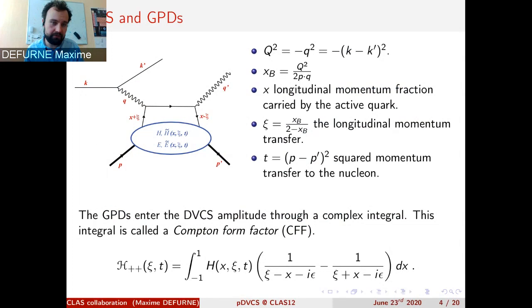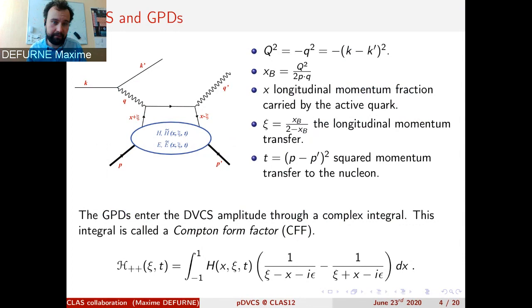If you take the diagram on the top left part of this slide, you can cut it into two parts. A part where you have high momentum transfer, high energy transfer, and you can apply perturbative QCD, which is the part where you have your quark line that will absorb the virtual photon and then emit the real photon. And you have the bottom part that is basically the nucleon medium, and that will be described by the generalized parton distribution. As you can see, the generalized parton distribution depends on the variables x, xi, and t.